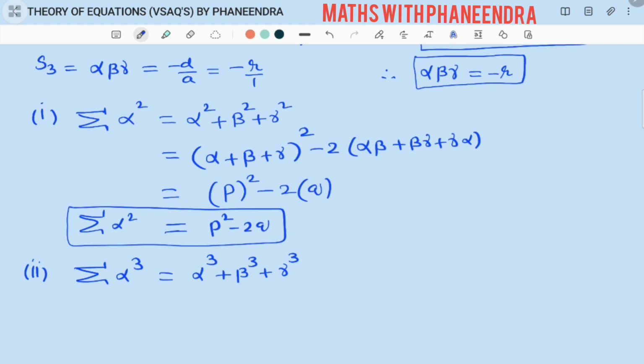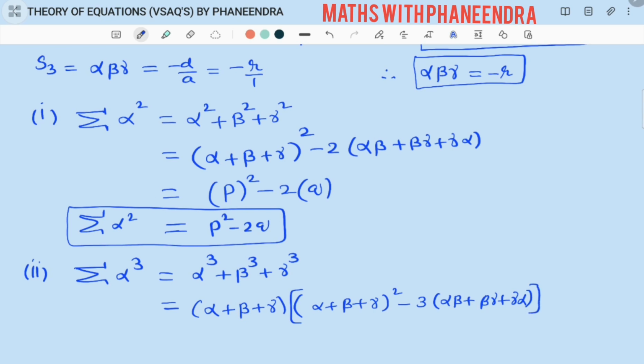Here, we have the formula: (a plus b plus c) whole cube equal to a cube plus b cube plus c cube. Like this it will be there, no? So similarly, this can be expressed as alpha cube plus beta cube plus gamma cube equal to (alpha plus beta plus gamma) into [(alpha plus beta plus gamma) whole square minus 3 into the product of the roots taken two at a time, alpha beta plus beta gamma plus gamma alpha] bracket close, plus 3 times alpha beta gamma.